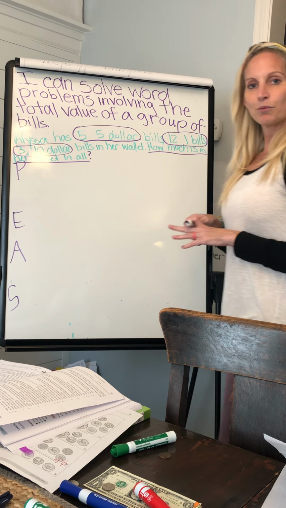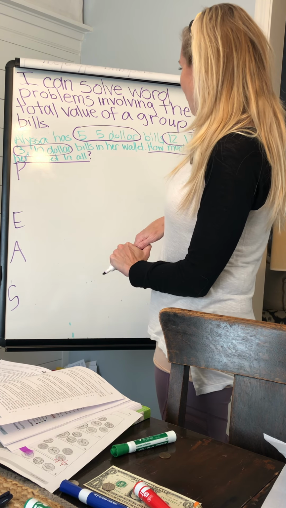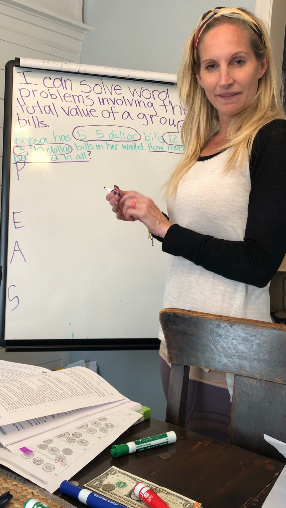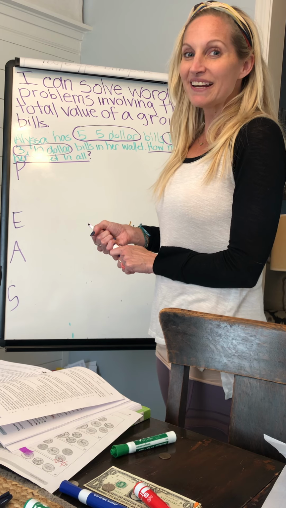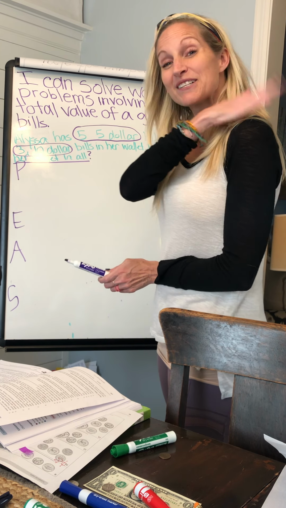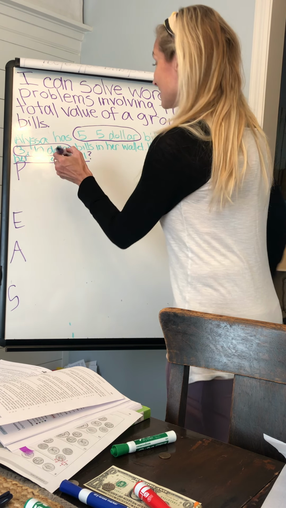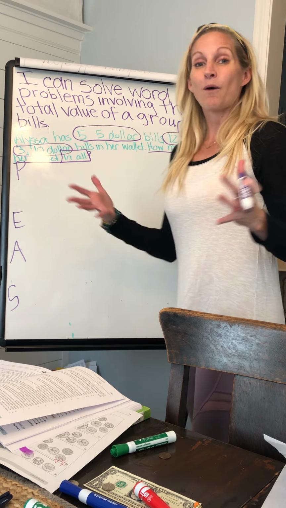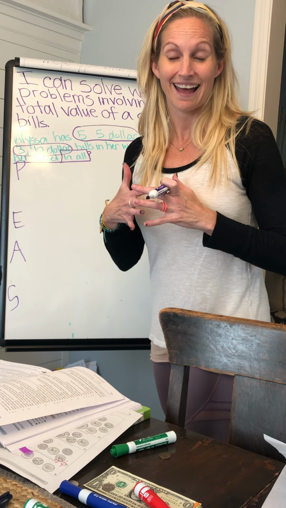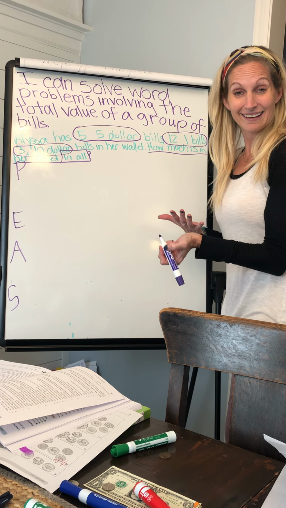And the third most important part of cubes is to box my keyword. What would the keyword be in this? Who could think? Anybody that said in all, pat yourself on the back. You're right. Because in all would tell us, let me box this for us, that we want to know altogether how much money she has, right? That's going to tell us that we're going to add.